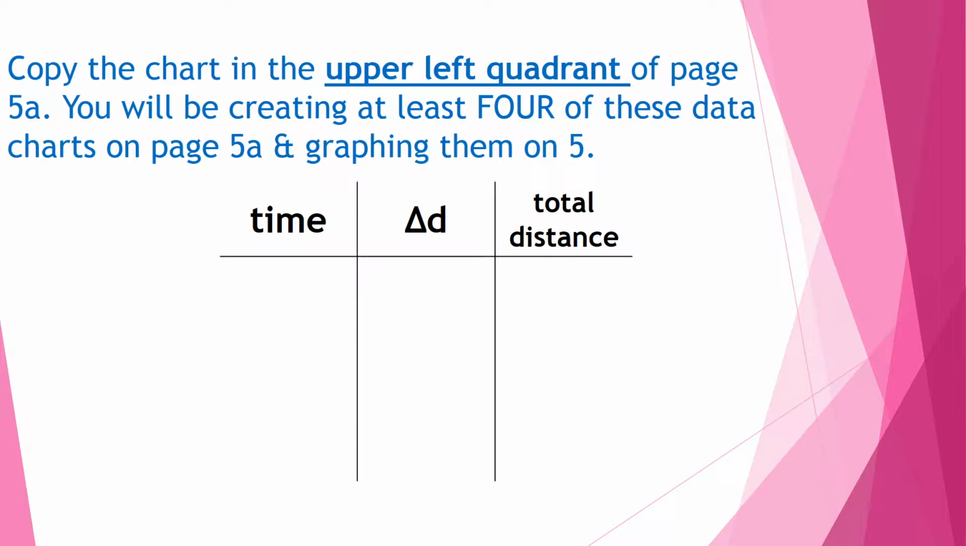So the first thing you're going to do is create a graph, or pardon me, a table that looks like this in the upper left-hand quadrant of your paper on page 5A. We're going to be doing the graphing on page 5. So 5A needs to have the table. There will be 4 of these, so you need to leave some room. In a later slide, I'll show you a picture of what these look like, but this is where you'll be doing your data collection. In this case, we have a video which will show you how to do the data collection.